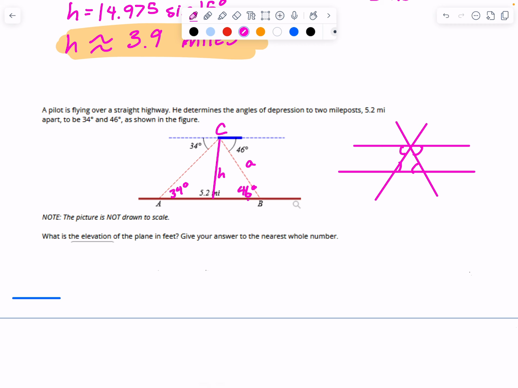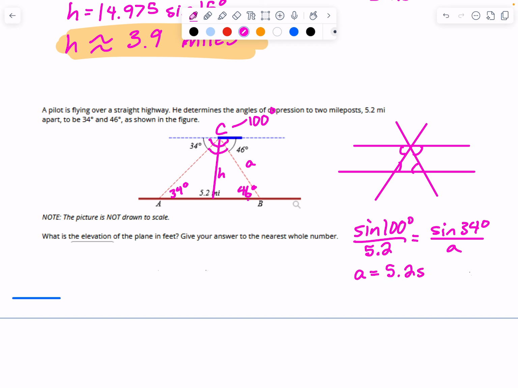We also will need this angle here. But if you notice that all three of these add to 180, so all I've got to do is subtract. So that's 50, 50, 80. So this is 100 degrees. All right, so that means sine of 100 degrees, and we have the side. The reason I'm using 100 is because we have 5.2 all opposite, over sine of 34 degrees over little a. If I can find little a, then I can just use right triangle trig to find H. So 5.2 sine of 34 degrees over sine of 100 degrees.